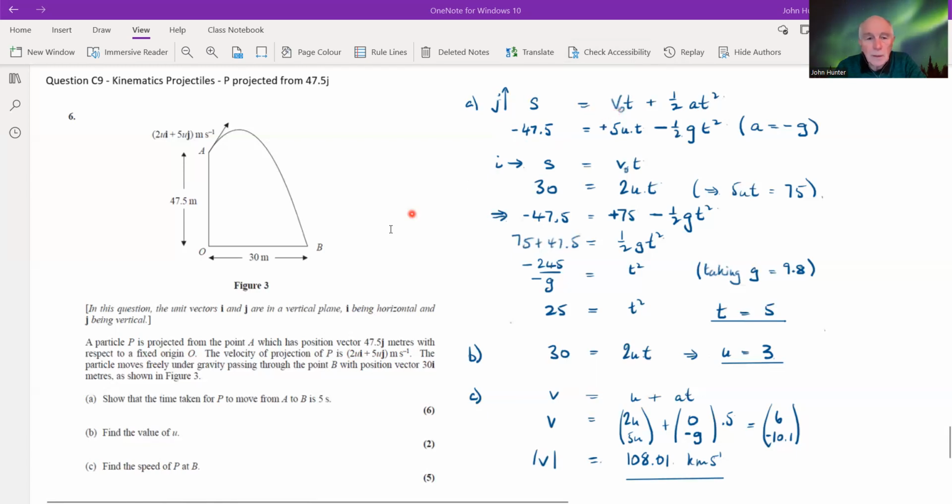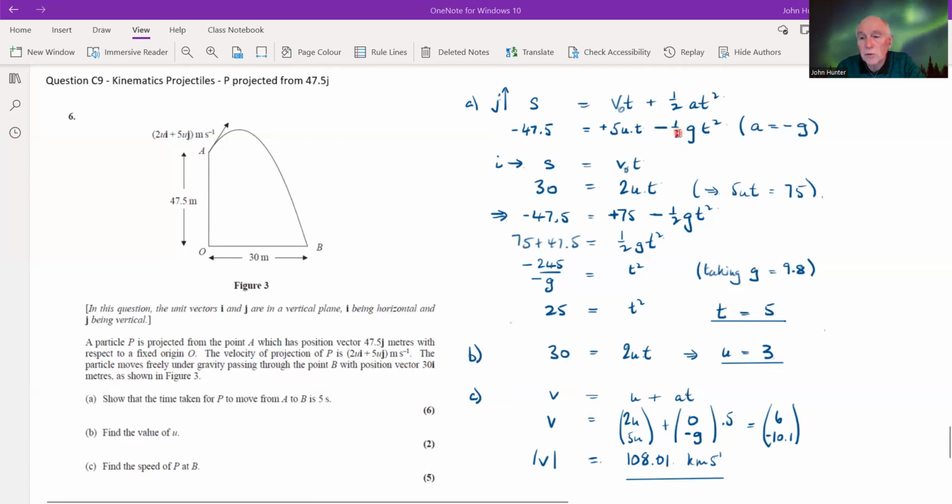Now what I've got to remember, of course, is our frame of reference. So upwards and right are positive. So when we're looking at our displacement, if the particle goes from A down to B, that is negative displacement. So that's why we've got minus 47.5. We've got the initial velocity 5u times t, minus a half.